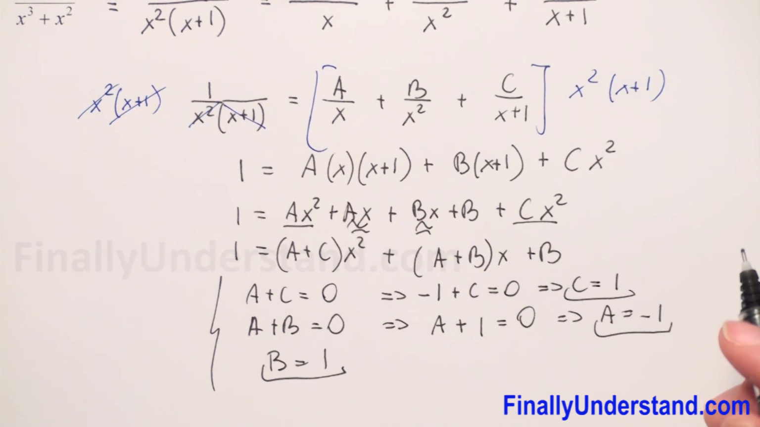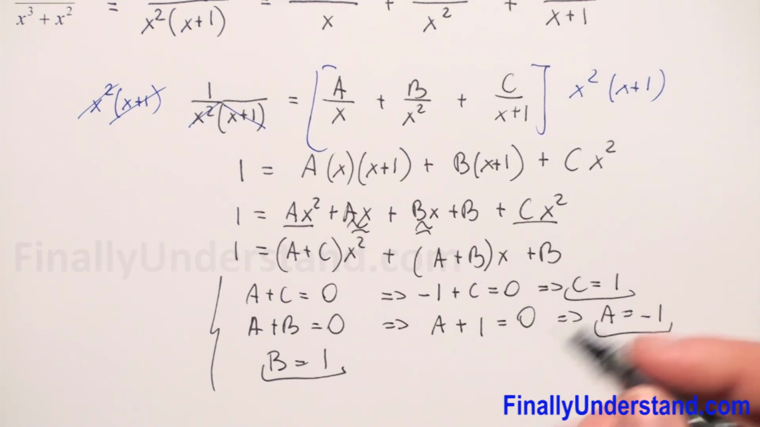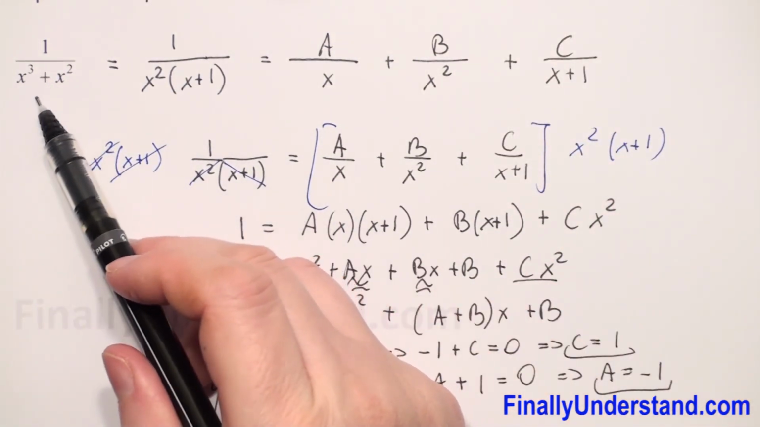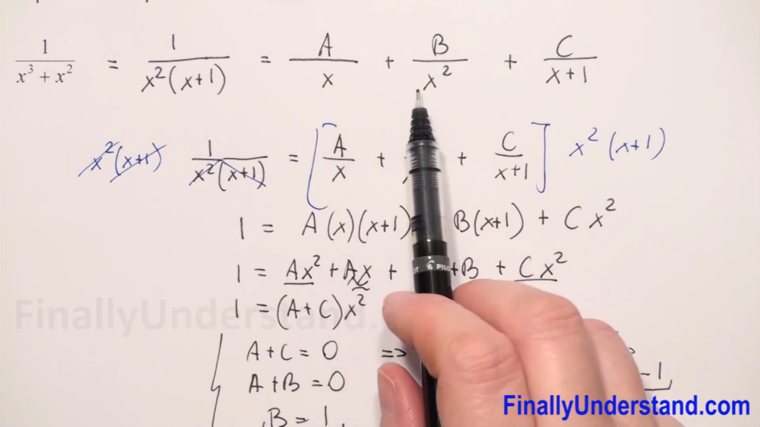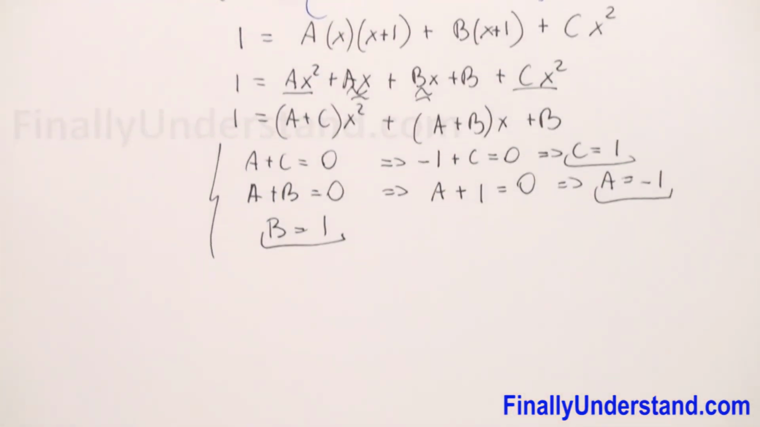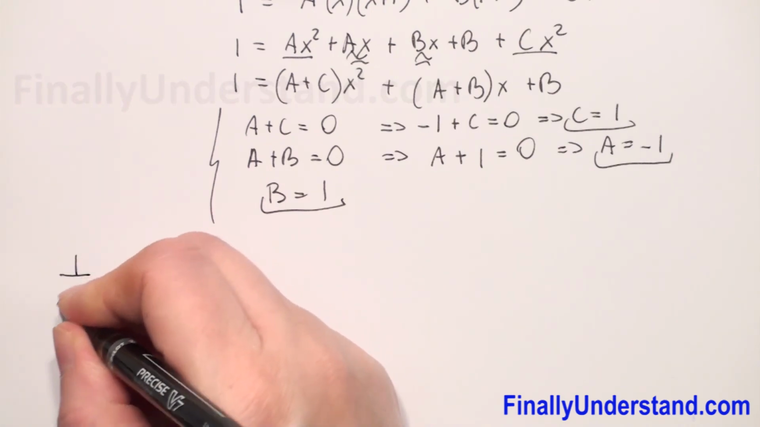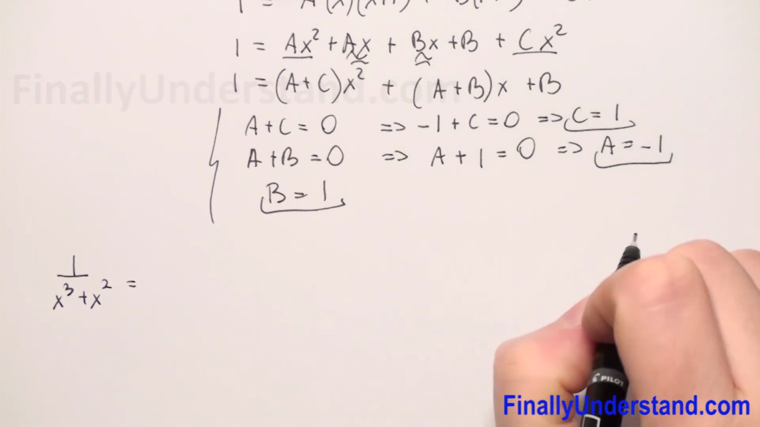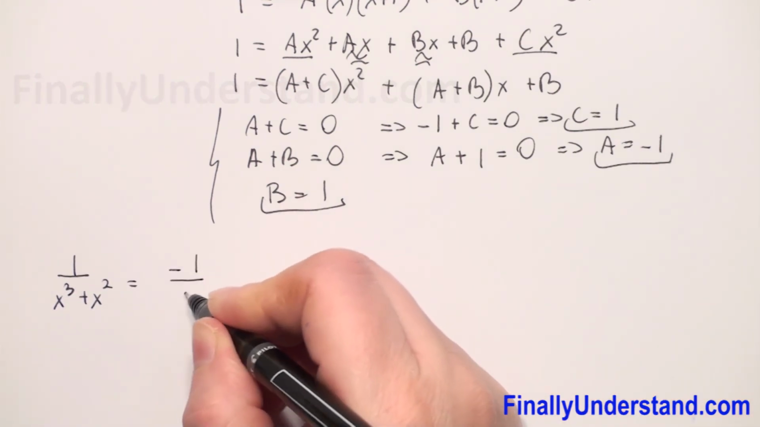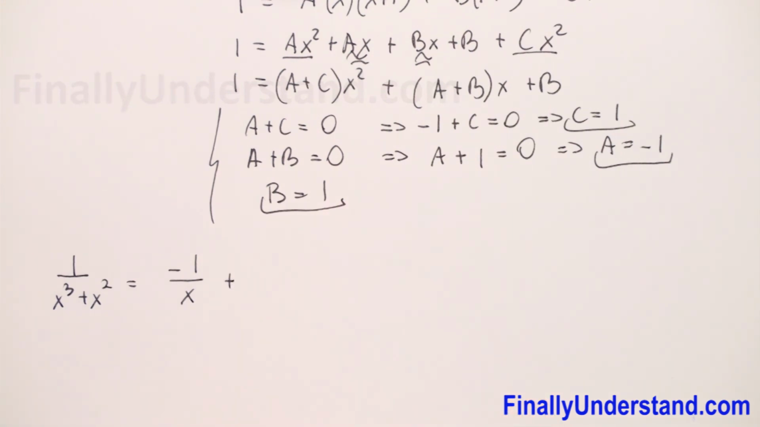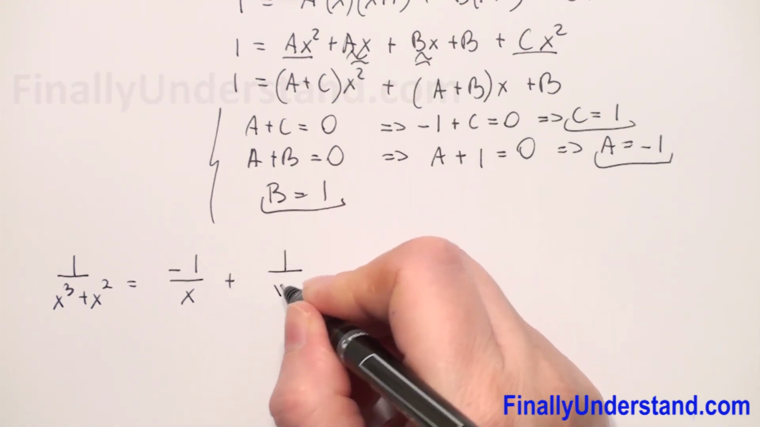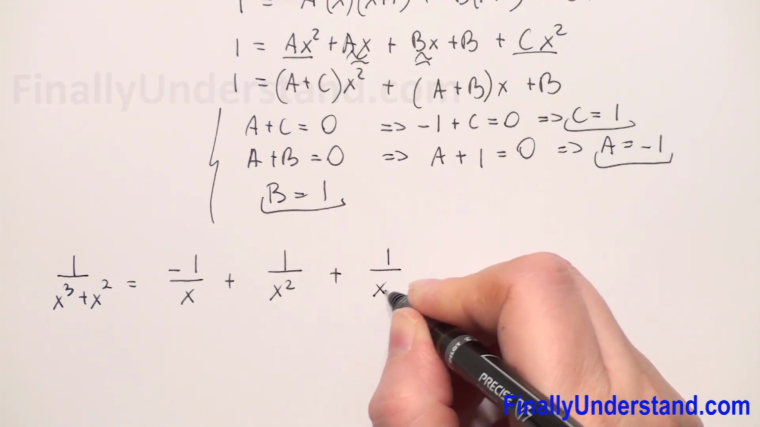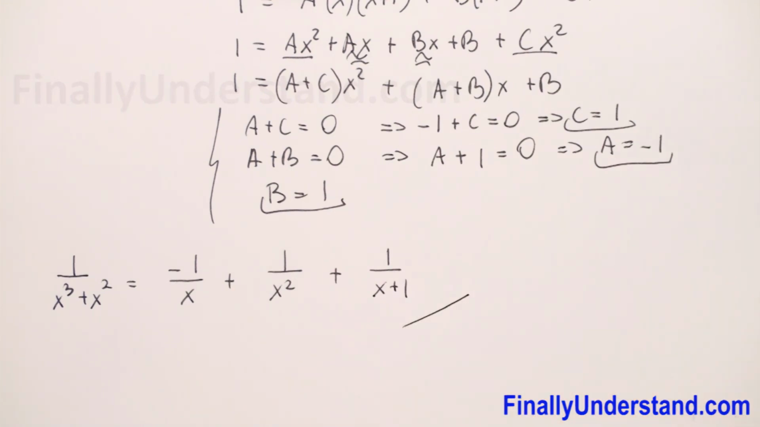We found a, b, c, so now we can write our original fraction as a sum of partial fractions. So let me copy. We have 1 over x cubed plus x squared. This is equal to a over x. a is negative 1, so we have negative 1 over x, plus b is 1 over x squared. We copy, plus c is 1 over x plus 1. This is my solution.